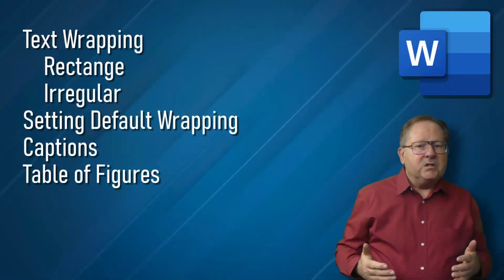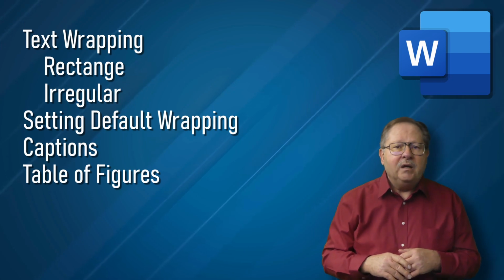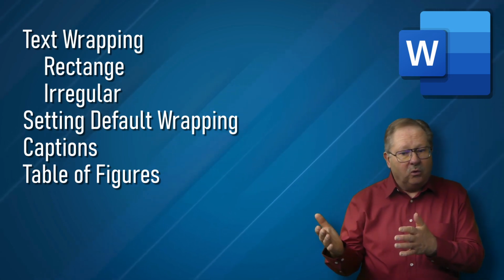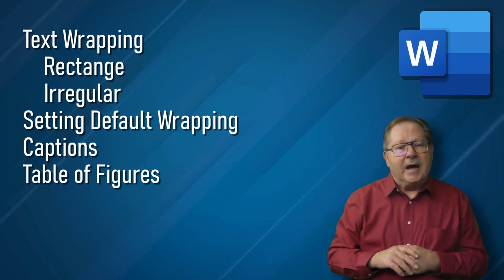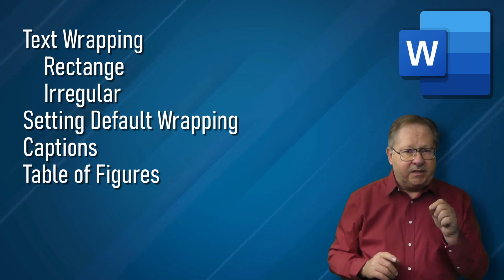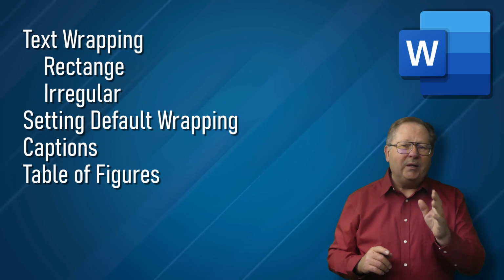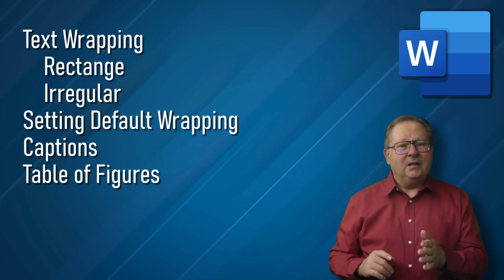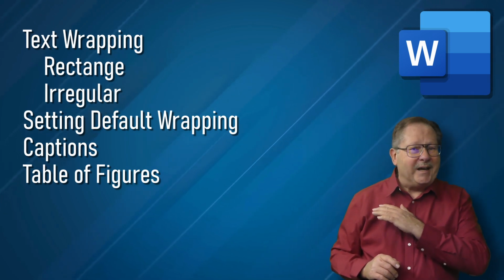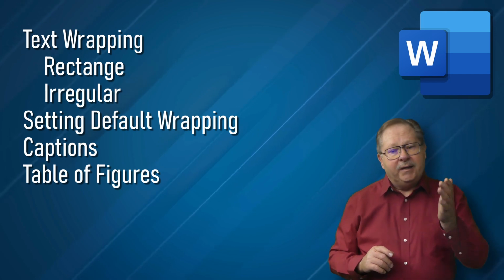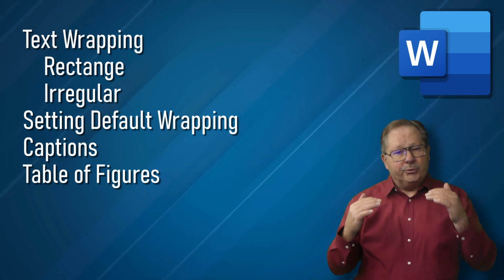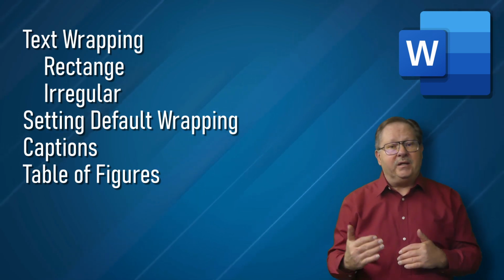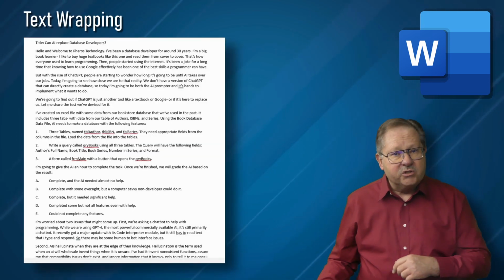We're going to begin by talking about text wrapping around a rectangle or around other irregular objects. Then we're going to learn how to set the default text wrapping, because frankly, the one that comes out of the box and is set by default is not the one that you'll probably ever use. And then we want to talk about captions. And then we want to take those captions and put them in a table of figures at the beginning of your document. Okay, so let's get started here.